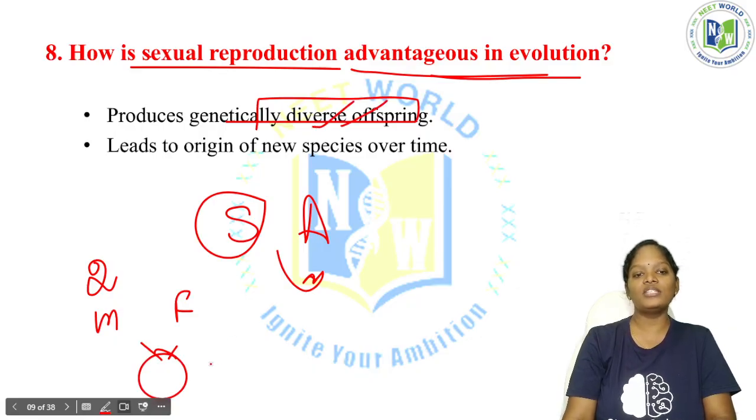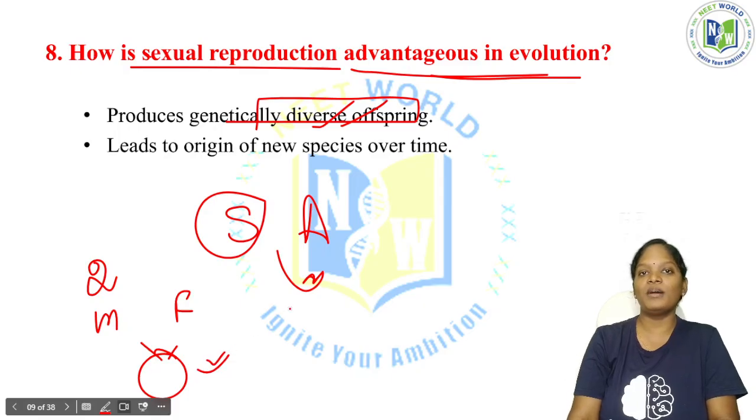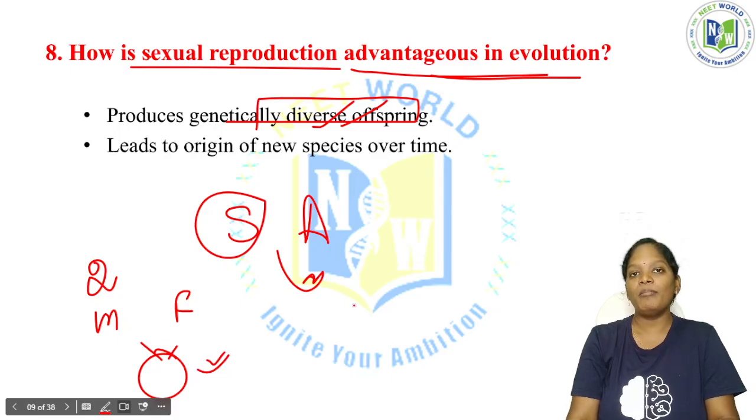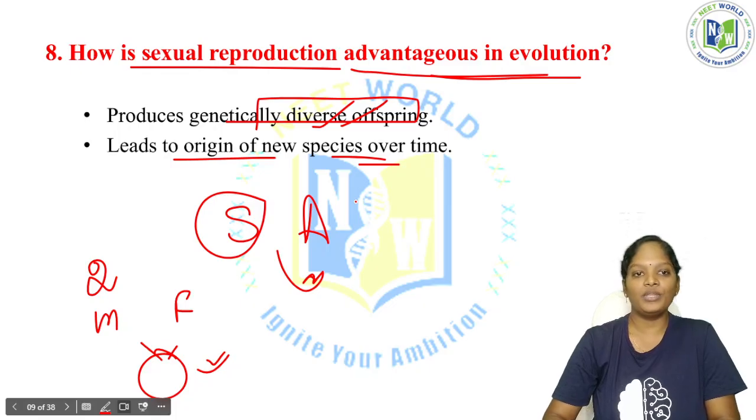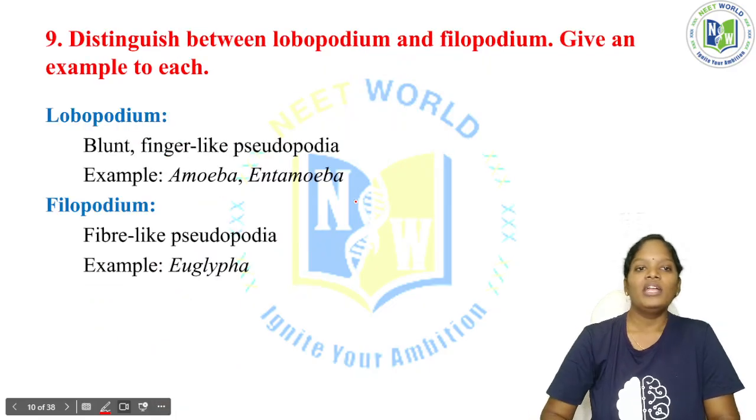So this offspring is very advantageous when compared to the daughter cell of a parent cell involved in asexual reproduction. And this leads to the origin of new species over time. Over a period of time, this leads to the origin of new species as they have genetic variation within them.